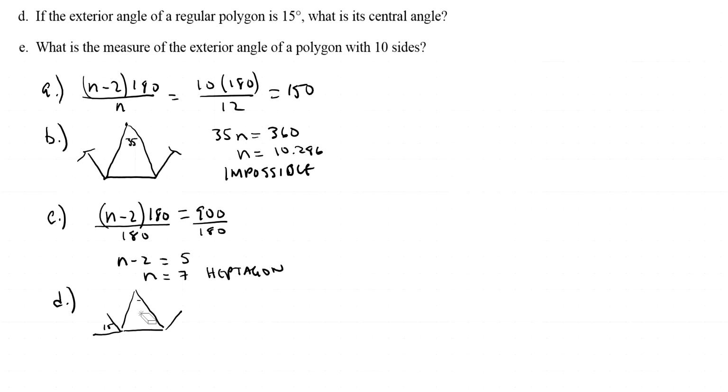Or actually, it doesn't even matter. If I know that this is 15 degrees, I know 15 times how many sides there are is going to equal 360. So then if you take 360 and divide it by 15, you get 24. So this would be, we would call this a 24-gon.